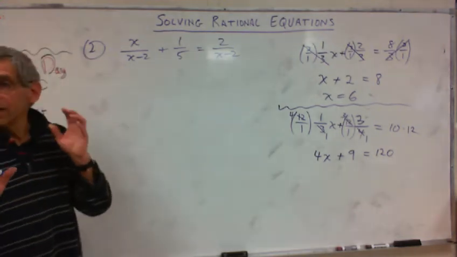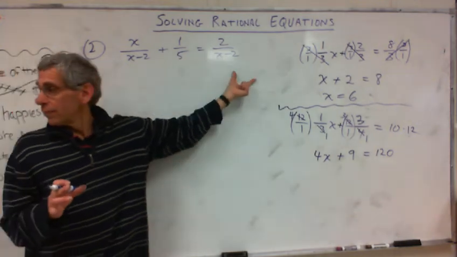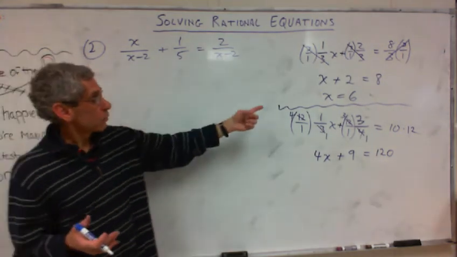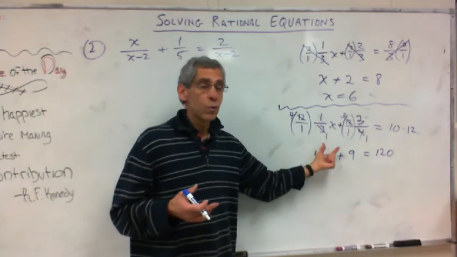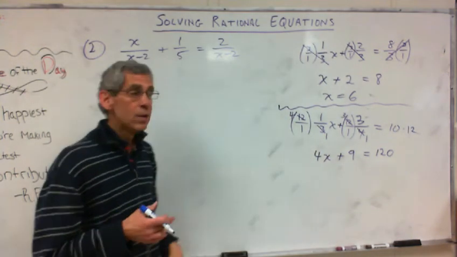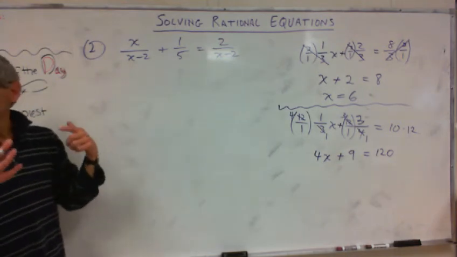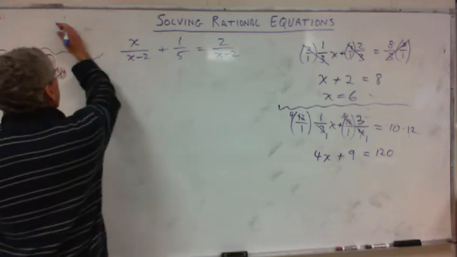So what I want to do is multiply every term by the lowest common denominator. Like right here, I multiplied everything times 12. I took 3 times 4, which is 12, and multiplied everything times 12. So I've got to multiply everything by 5 times x minus 2. Does that make sense? It's the same thing I did there.